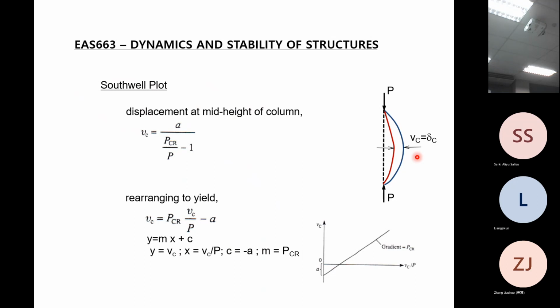Okay? So this is a very convenient method. Okay? The method of Southwell plot. Okay? The basis is from these equations. The deflections at the mid-height of an imperfect column. So when you go to the lab, I think then we can try to see how good this will give us the predictions of the P critical.